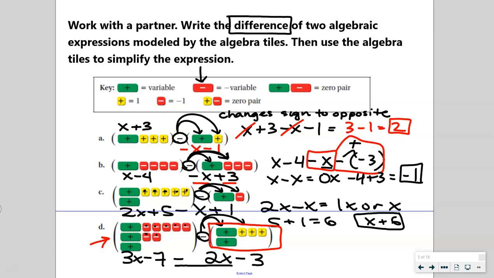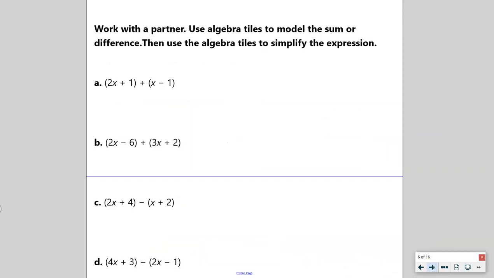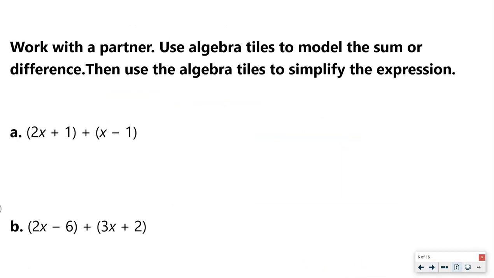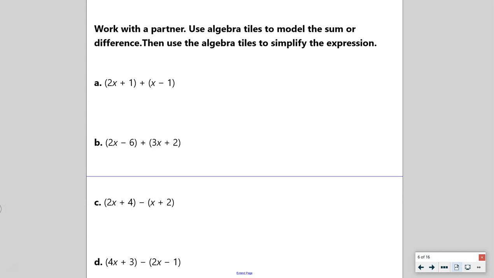So in the end, we're going to have 3x minus 2x equals x, and we have negative 7 minus 3 equals negative 10, so x minus 10. Excuse me, x minus 10 did not show up over there. And we are on to the next part right there. All right, and make that screen a little bit bigger. Actually, I'll keep it like that so we see all the problems.